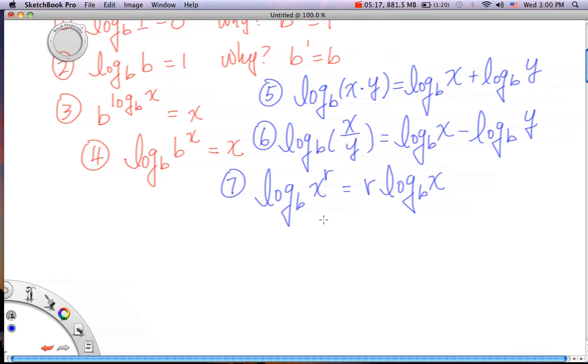So I'm just going to do a couple of examples for you, once again, to see if you understand these ideas. So let's do an example where you're asked to expand the expression.